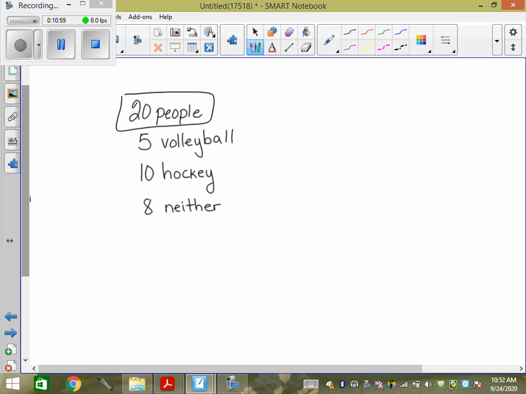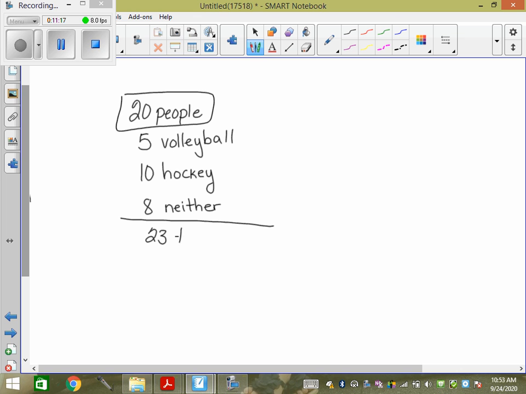So some people can put into 2 tickets for one person, right? Like they could literally put 2 in a box, yes? So if I take all the tickets for volleyball, all the tickets for hockey, all the tickets for neither, what do I get for total?